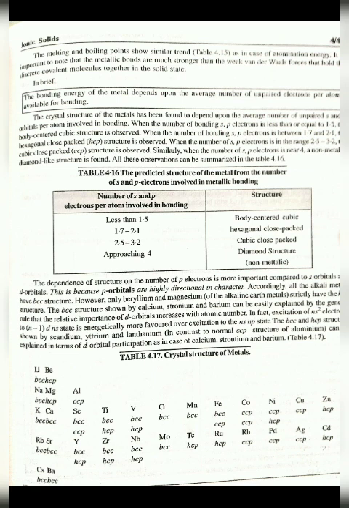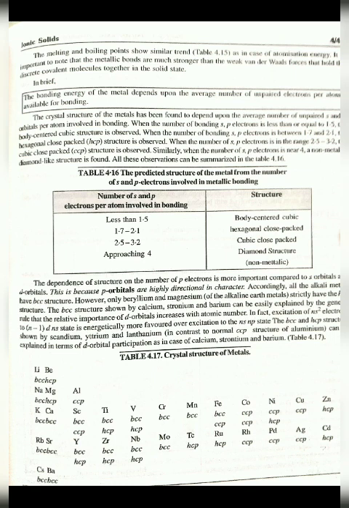It is important to note that the metallic bonds are much stronger than the weak van der Waals forces that hold the discrete covalent molecules together in the solid state. In brief, the bonding energy of the metal depends upon the average number of unpaired electrons per atom available for bonding. The crystal structure of the metals has been found to depend upon the average number of unpaired s and p orbitals per atom involved in bonding.